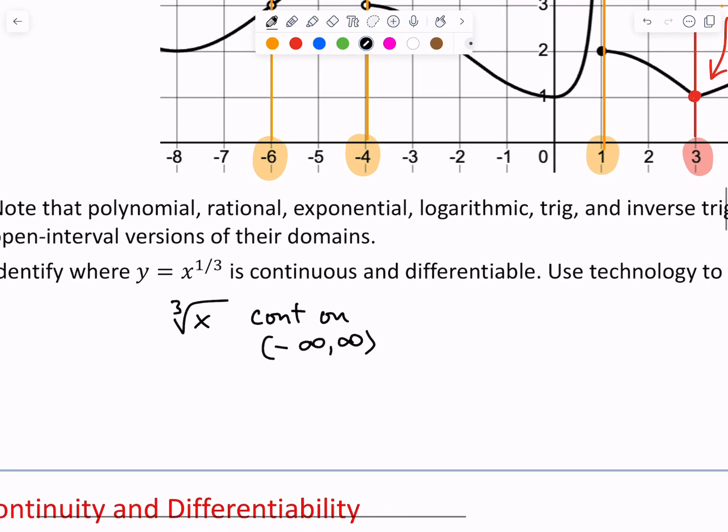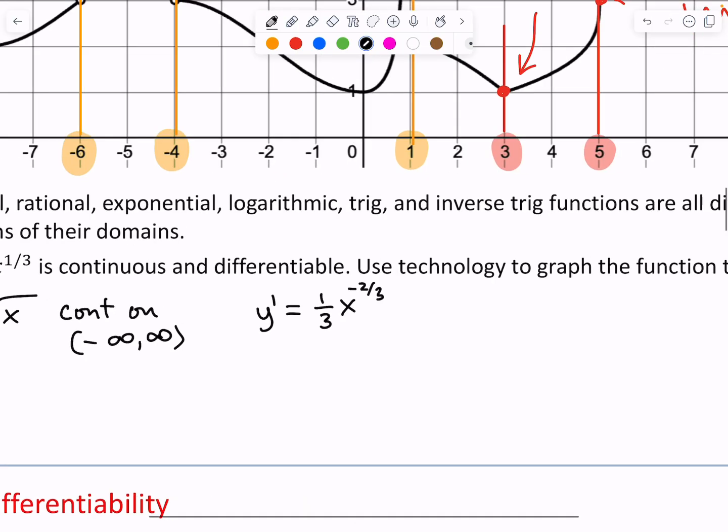However, let's find the derivative. Y prime, we'll use the power rule. The 1/3 will drop down. X to the new power would be negative 2/3. Well, if I rewrite that, the negative power puts that x in the denominator with the 2/3 power, which can be rewritten as the cube root of x squared.